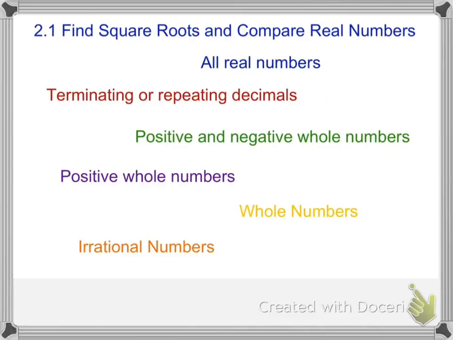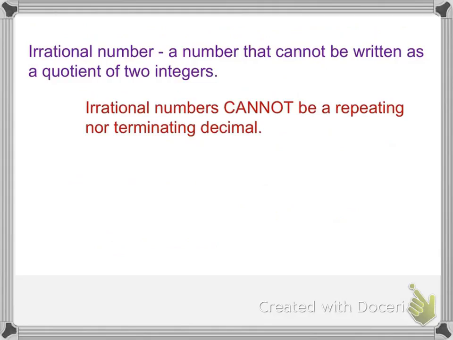And then irrational numbers is just pretty much an I. And also remember that because irrational numbers. And then an irrational number is a number that cannot be written as a quotient of two integers. Irrational numbers cannot be a repeating nor terminating decimal. All that means is that the numbers can't repeat.